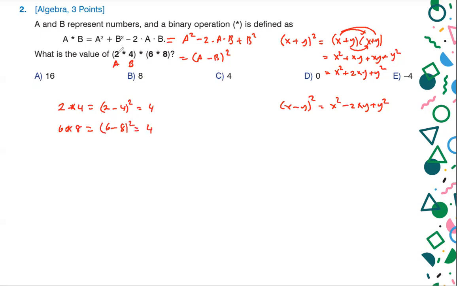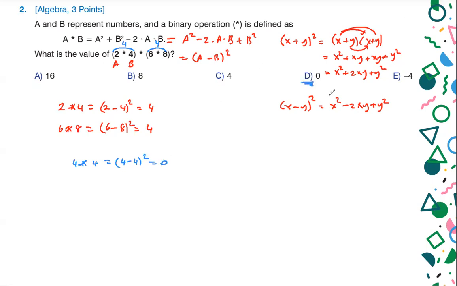And as soon as we have the 4, the whole first parenthesis here is 4, and this is also 4. The question is now asking for that operation on 4 and 4. That is A minus B, which is just (4 minus 4) to the second power, which is 0. And that's the choice there.